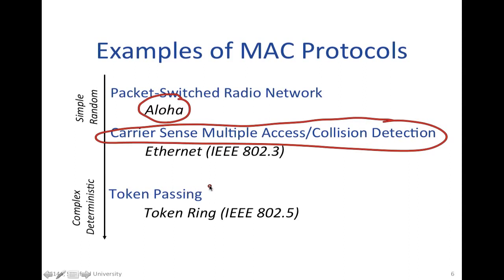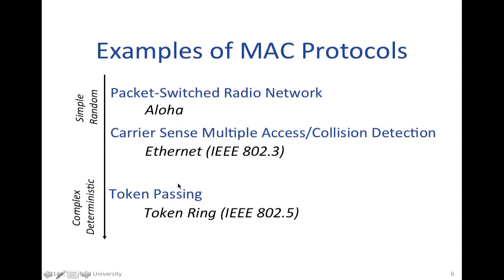And at the other extreme is a method called token passing. Let me describe roughly how these work. Let me start with the simple and random mechanisms. A random access protocol is one where every host can try to send at any time that it has data to send. It doesn't need to wait for some central authority to give it permission or until its turn comes around.